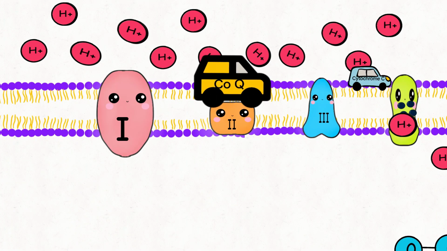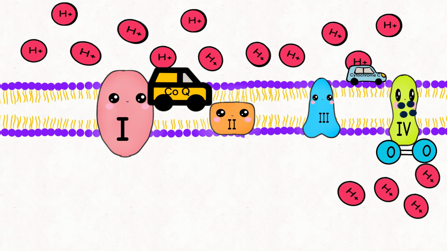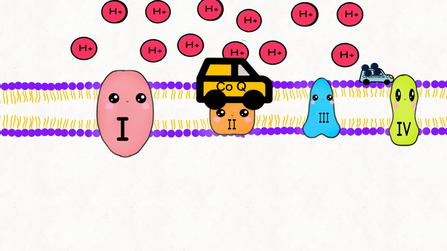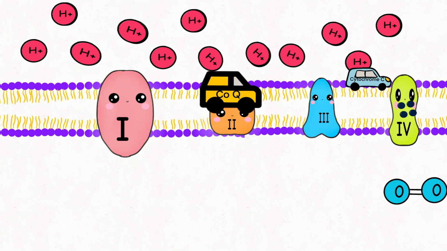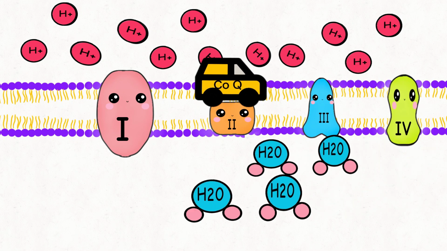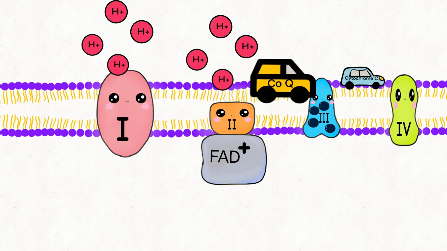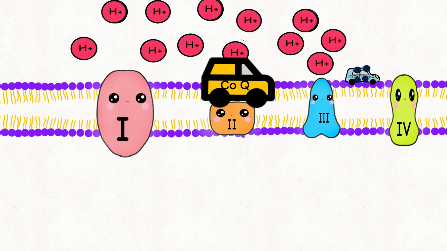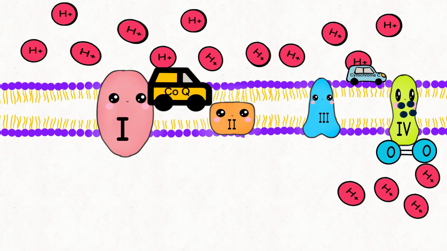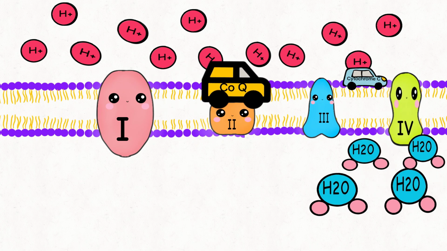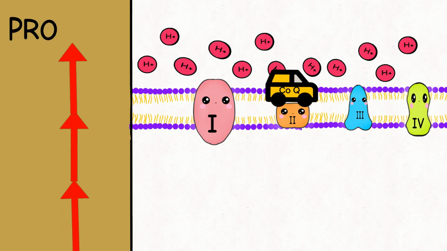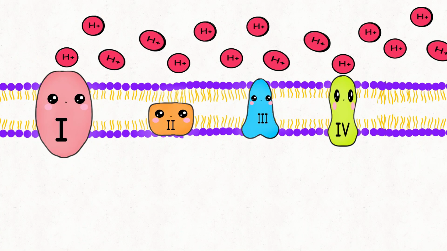Finally, complex 4, known as cytochrome C oxidase, receives electrons from cytochrome C. It facilitates the transfer of these electrons to molecular oxygen, reducing it to water. Simultaneously, complex 4 also pumps protons across the inner mitochondrial membrane. Throughout this fascinating chain of events, the transfer of electrons leads to the pumping of protons across the inner mitochondrial membrane. These protons create a gradient that powers ATP synthase, ultimately resulting in the synthesis of ATP.